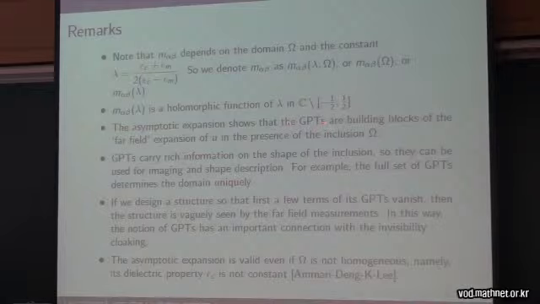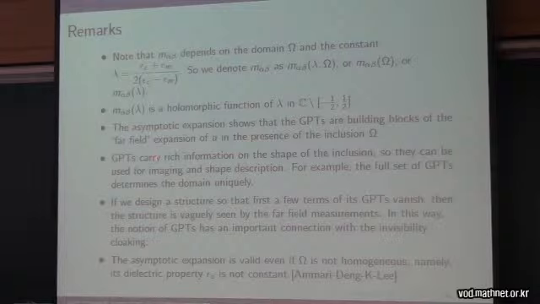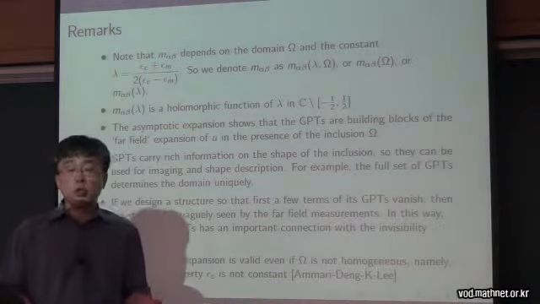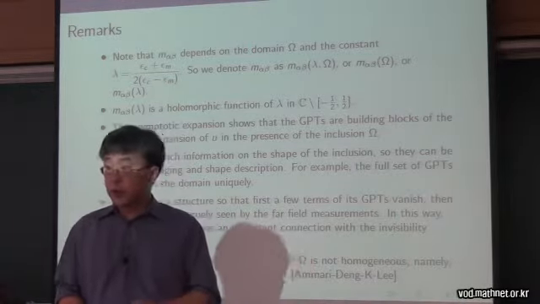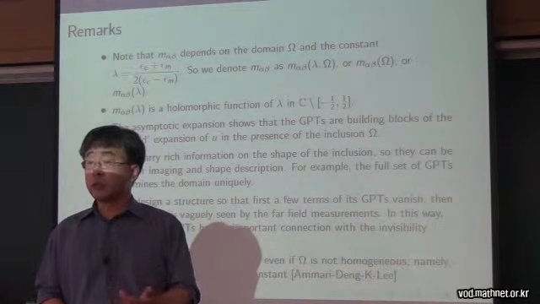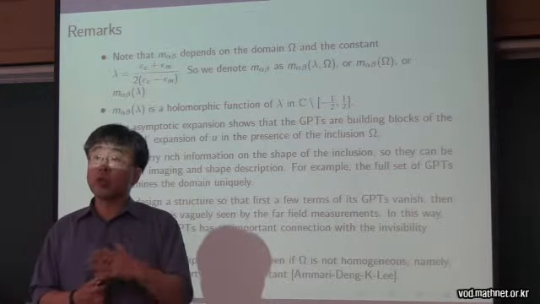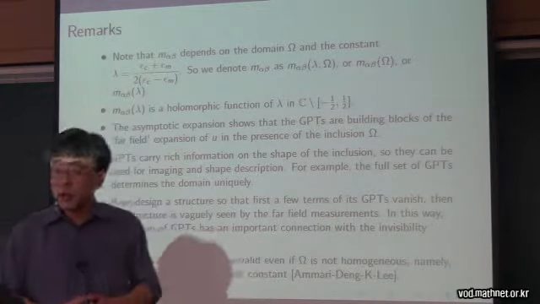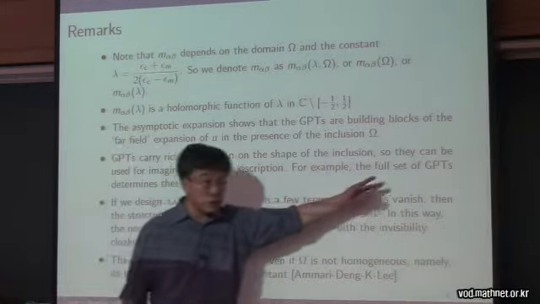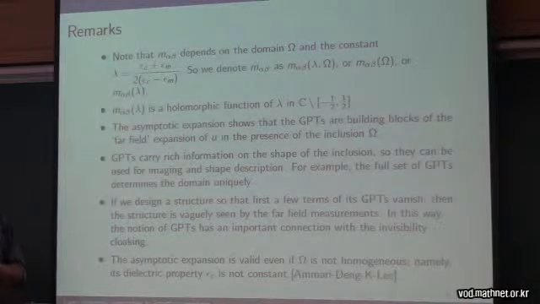So generalized polarization tensors are building blocks of the far-field expansion of U in the presence of the inclusion. The far-field expansion is called the multipolar expansion in physics. And GPT carries rich information on the shape of the inclusion. For example, you may have heard this problem: can you hear the shape of a drum? This is called the inverse spectral problem. From the eigenvalues, can you recover the shape? The answer is no, right? But the full set of generalized polarization tensors can recover the domain uniquely.